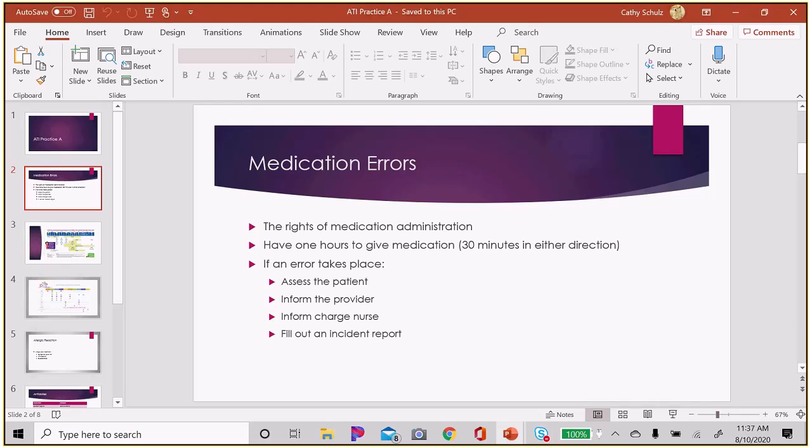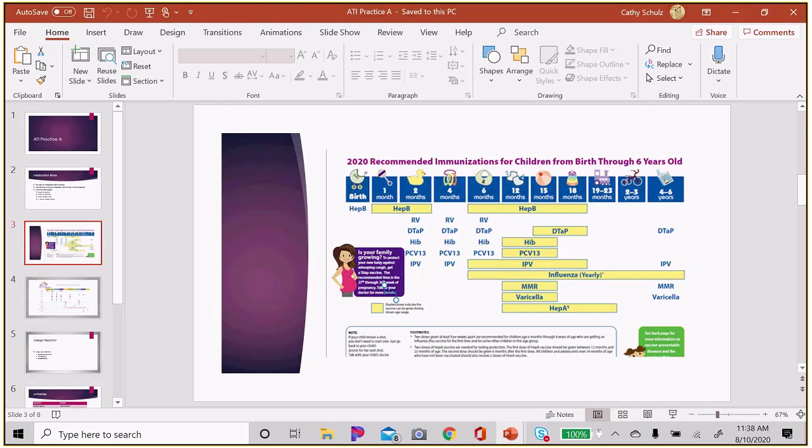If there is an error, you're assessing the patient for data directly related to the medication that was given in error, or whatever happened in error, and then you're telling the provider. That's important, because there were a couple of questions about that. There was one question, or there sometimes is a question, about the immunization schedule for children.